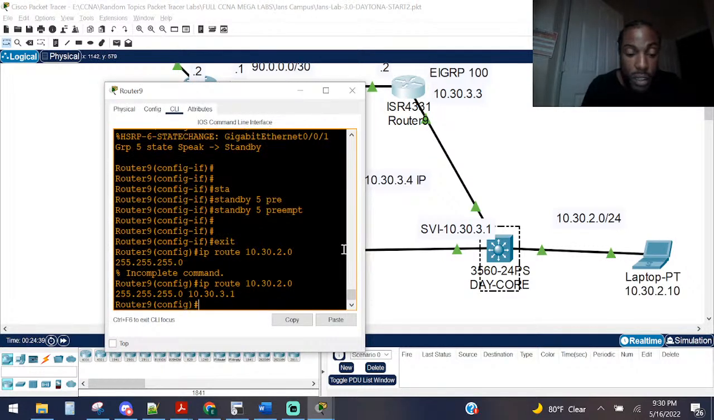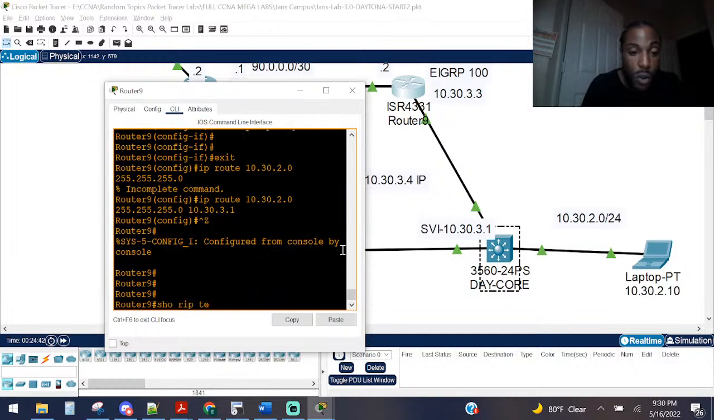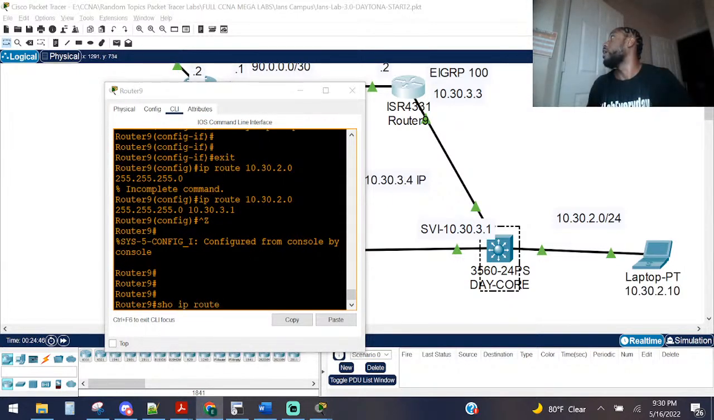So press enter. Let's see if it's showing up in our routing table. Show IP routes. Y'all with me so far?